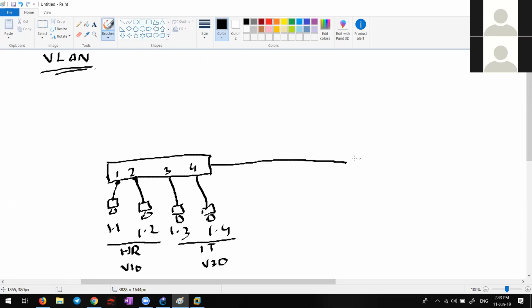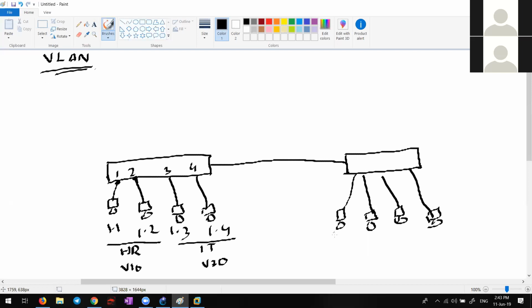there is another switch connected over here, which also has 4 ports, 1.5, 1.6, 1.7, 1.8, HR, VLAN 10, IT, VLAN 20. This is 1, 2, 3, 4. This is port number 5. This is also port number 5. Switch 1 to switch 2.